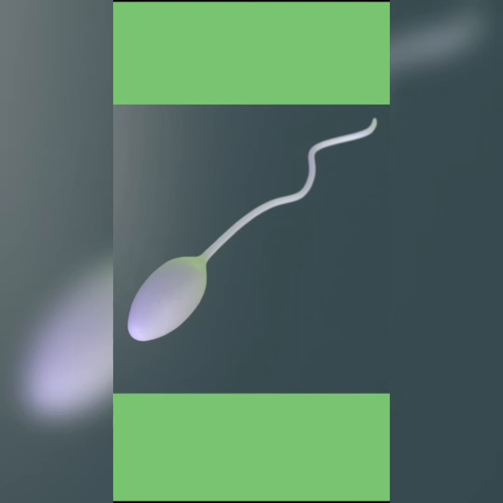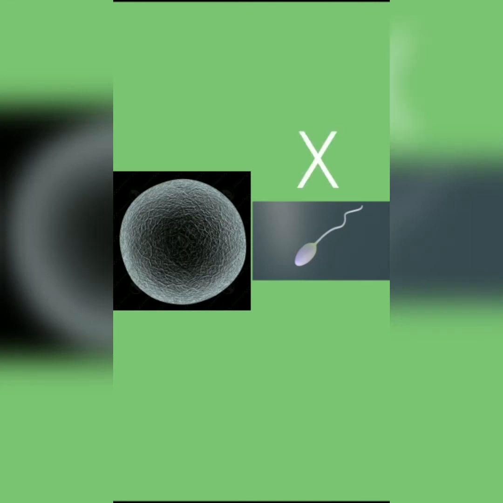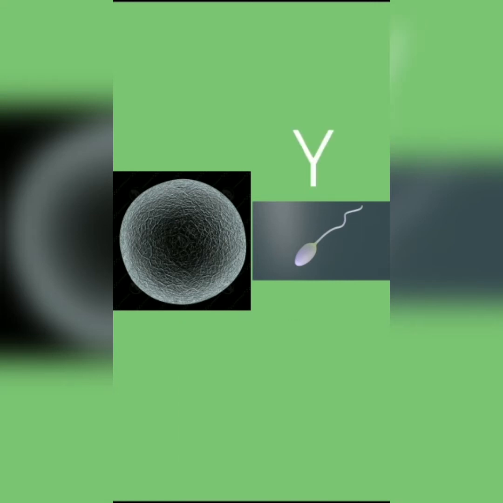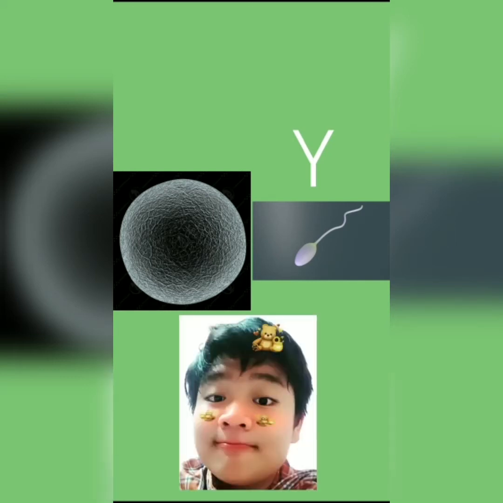As the mother's egg, the ovum, contains only an X chromosome, it is the father's sperm that determines the sex of the child. If the sperm carrying an X chromosome fertilizes the ovum, the child is a female. If the sperm carrying a Y chromosome fertilizes an ovum, then the offspring is a male child. And there is an equal chance of the mother having a baby boy or a baby girl.